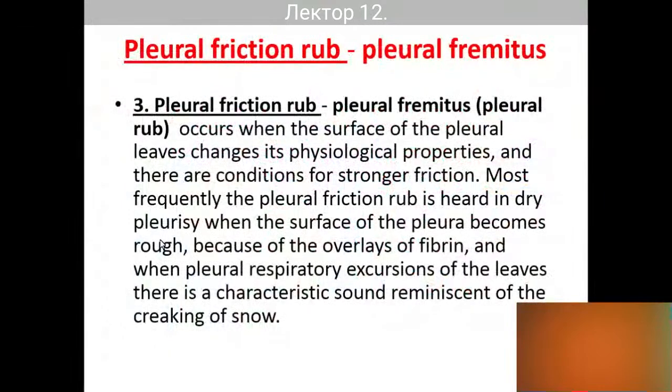Pleural friction noise occurs when the surface of pleural leaves changes its physiological properties, and there are conditions for stronger friction. Most frequently, the pleural friction murmur is heard in dry pleurisy, when the surface of pleura becomes rough because of overlays of fibrin, and during respiratory excursions of the leaves, there is a characteristic sound resembling the creak of snow.